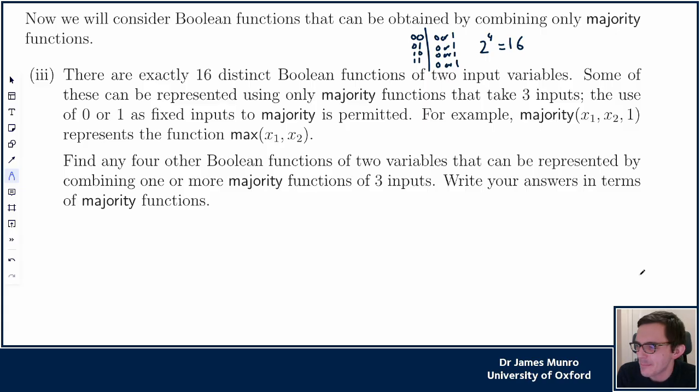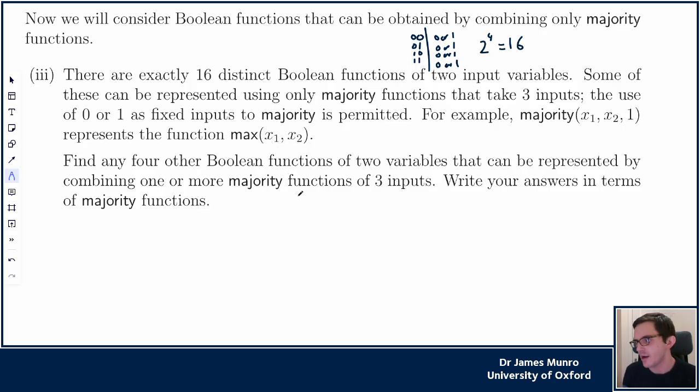It's not that many. They give us an example of how to build the function max x1, x2, which we've seen before, to build that using majority x1, x2, 1, which I've got to think about, to be honest. If one of them's 1, then the majority of these things are 1, so it passes. If they're both 0, then it fails and returns 0. So again, the majority vote only needs 1 of them, which is just like maximum does.